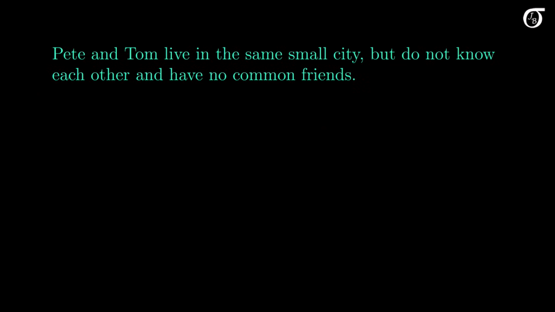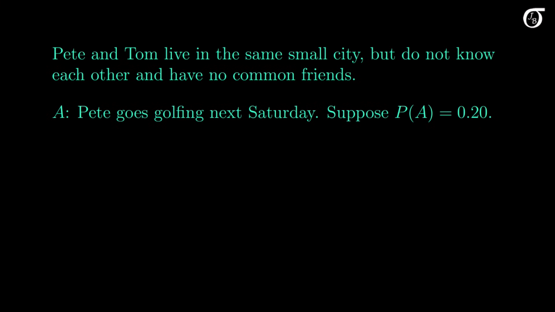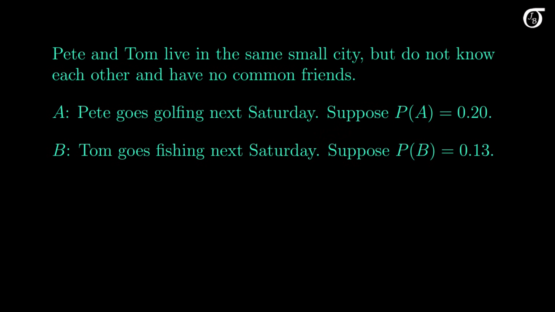Suppose we have this scenario where Pete and Tom live in the same small city but don't know each other and have no real connection. Suppose we have the events A, Pete goes golfing next Saturday, and suppose for the sake of argument the overall probability of that is 0.2. Event B is the event that Tom goes fishing on that day. Suppose the overall probability of that is 0.13. Are these events independent? We might say in English, outside of a probability context, that Pete and Tom make their decisions independently. Pete and Tom have no connection. Pete doesn't care or even know what Tom does, and vice versa.